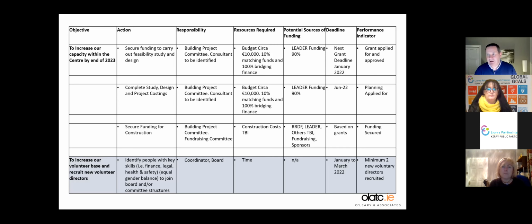So you might have an action plan template, but it's got no deadlines, no resources, no responsibilities. It's basically a nice looking plan, but it doesn't do much more than that. This is really a practical document that you're going to be using for everything.